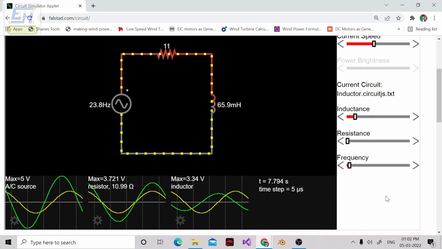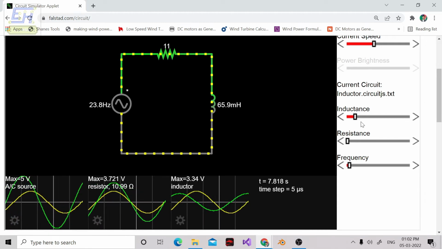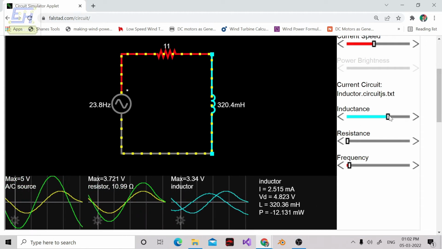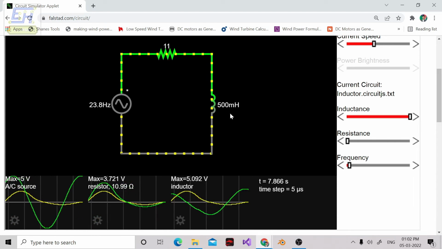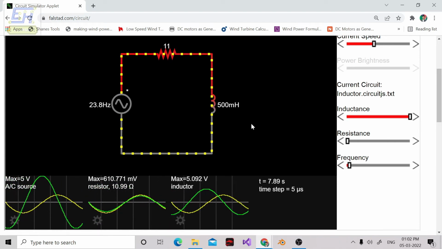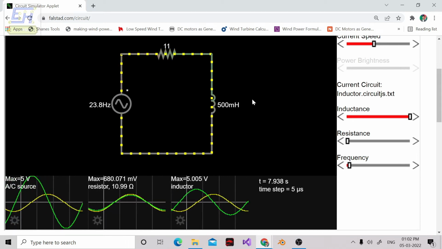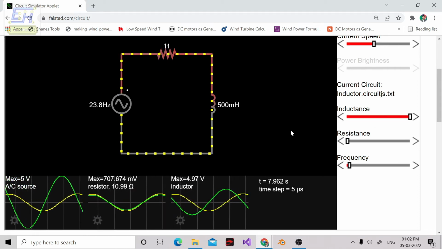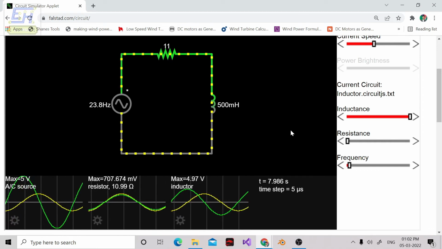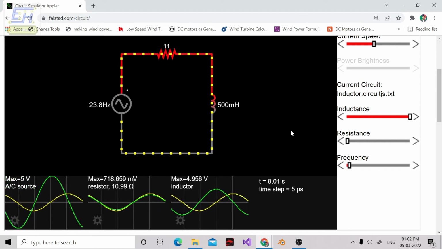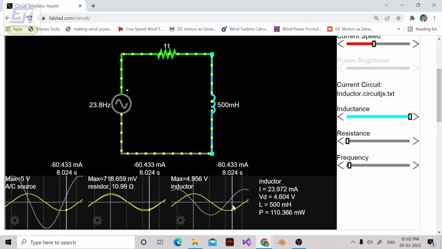Now let's change the inductance and see its effect on the circuit. If I increase the inductance, you will see that a very low current is flowing through the circuit. And why is this so? Because you are increasing the inductive effect. A higher inductive effect will suppress the current more, definitely, and that's why a lower current will flow through the circuit.